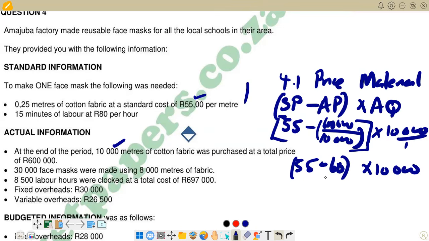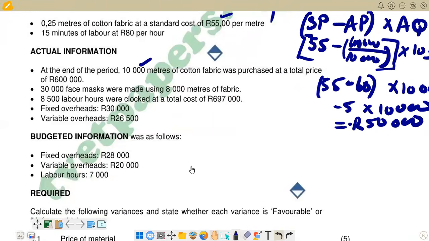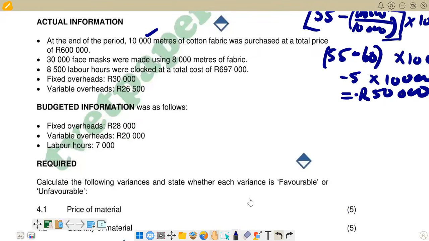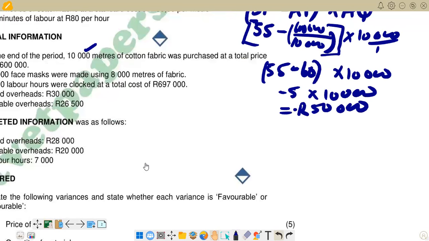Here, 55 minus 60 gives a negative 5. Then a negative 5 multiplied by 10,000 gives a negative 50,000. This negative represents that it is unfavorable. Remember, if you go back to our question, it tells us to state whether each variance is favorable or unfavorable. So our answer is 50,000 rands, which is unfavorable.